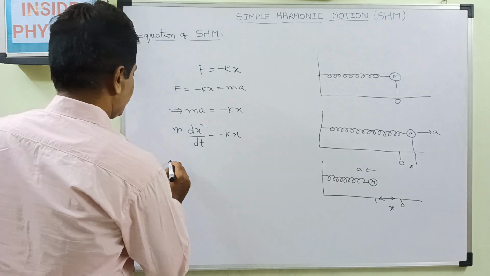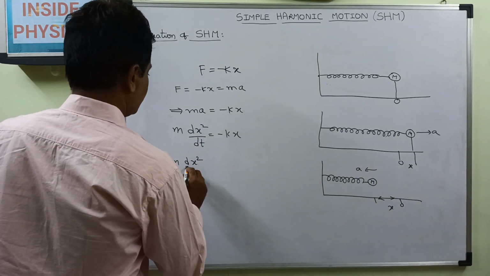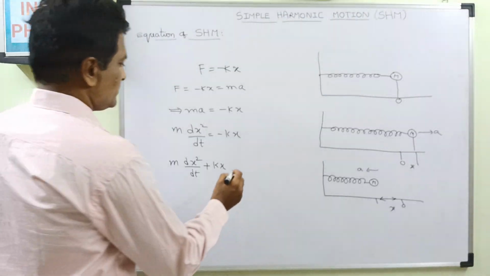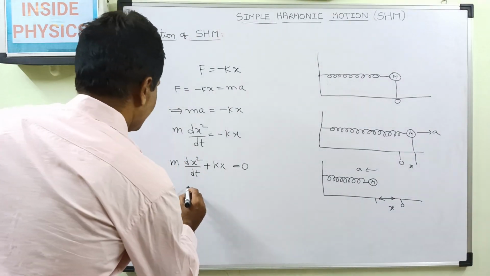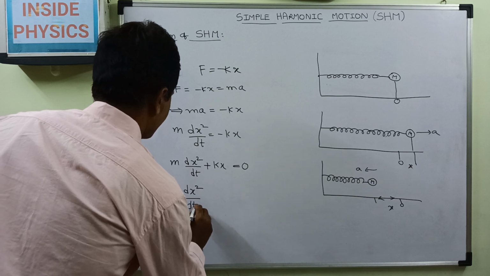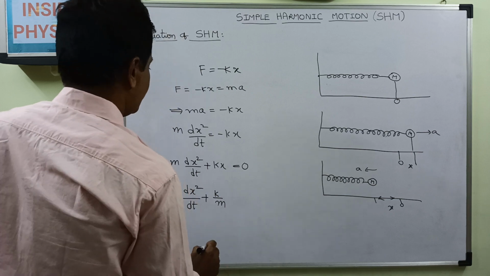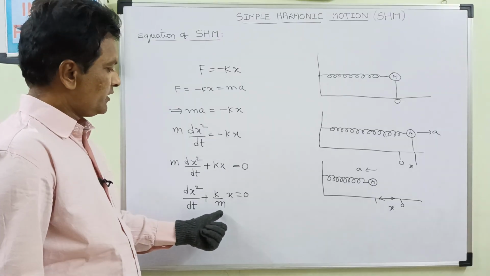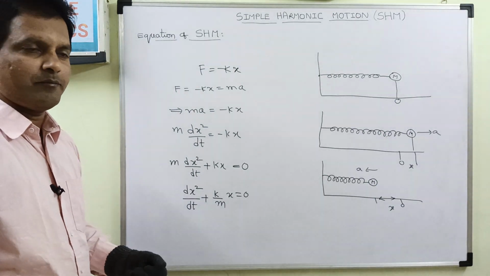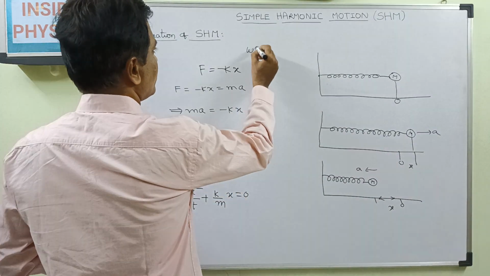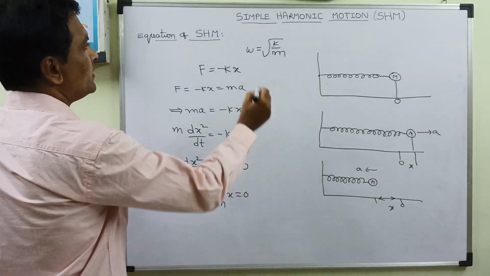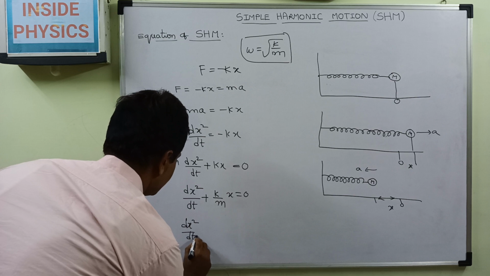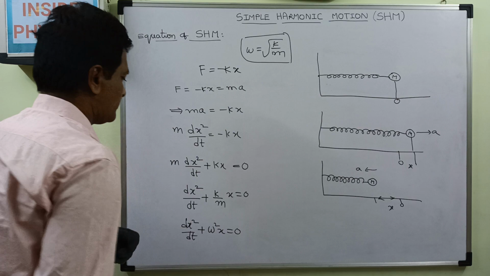Then this is considered as d²x/dt² plus kx is equal to 0. Again we can write d²x/dt² plus k by m x, dividing both sides with m, is equal to 0. So here we can consider this k by m as, we know that angular frequency is equal to root of k by m. So with this we can write k by m is equal to omega square, so d²x/dt² plus omega square x is equal to 0.